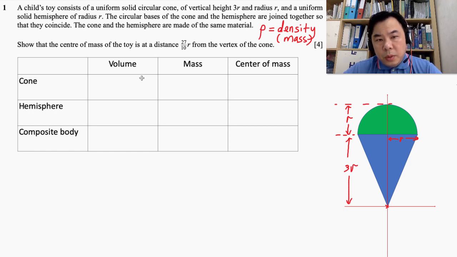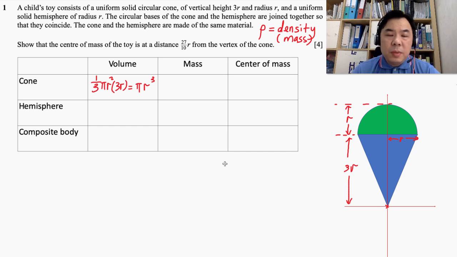If you can't remember the volume of the cone, you can always refer to your MF19 in this case. The volume of the cone will be 1/3 pi r squared, and then of course multiplied by its height, which is 3r in this case. You can simplify this, as it's quite direct from here. You can see that it is pi r cubed.